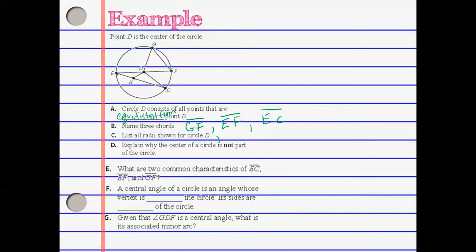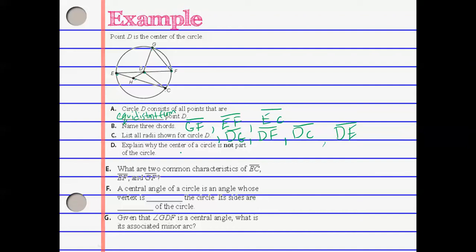We want to list all the radii shown for circle D. So that would be any lines that are going from the edge of the circle to the center. Here, if we look at D, we just want to look at all the lines that go from D. So we can say DG, we can say DF, we can say DC, and we can say DE.